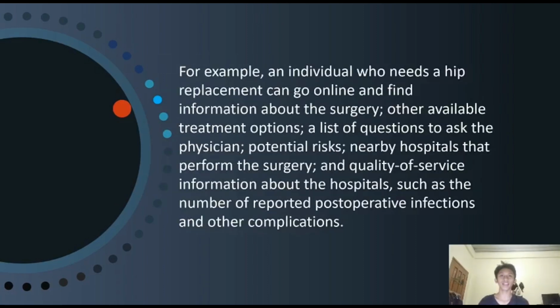For example, an individual who needs a hip replacement can go online and find information about the surgery, other available treatment options, a list of questions to ask the physician, potential risks, nearby hospitals that perform the surgery, and quality of service information about the hospital, such as the number of reported postoperative infections and other complications.